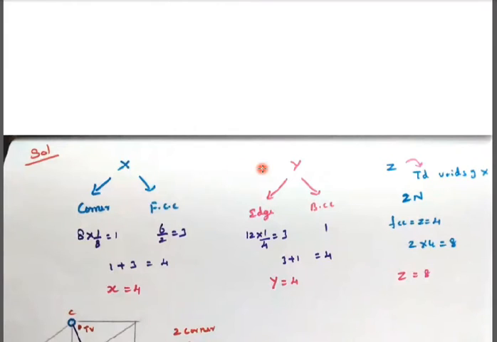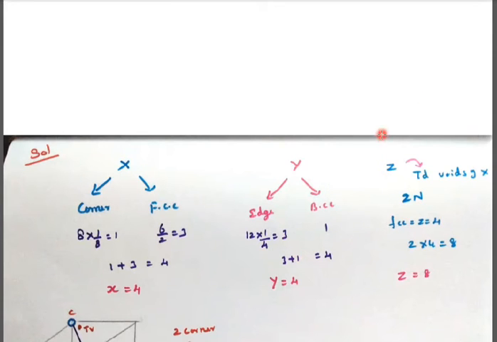First, X, Y, Z. X is FCC, face centered and corner. First at the corners, 8 into 1 by 8 is equal to 1. For FCC, I told you, 4 walls of one classroom are touching one roof and the floor. So it is 6 by 2, which is equal to 3. So 1 plus 3 is equal to 4, the X value. Then Y is at the edge length and body centered. So 12 into 1 by 4 is equal to 3, and the body is only 1. So 3 plus 1 equal to 4. Y value is equal to 4.